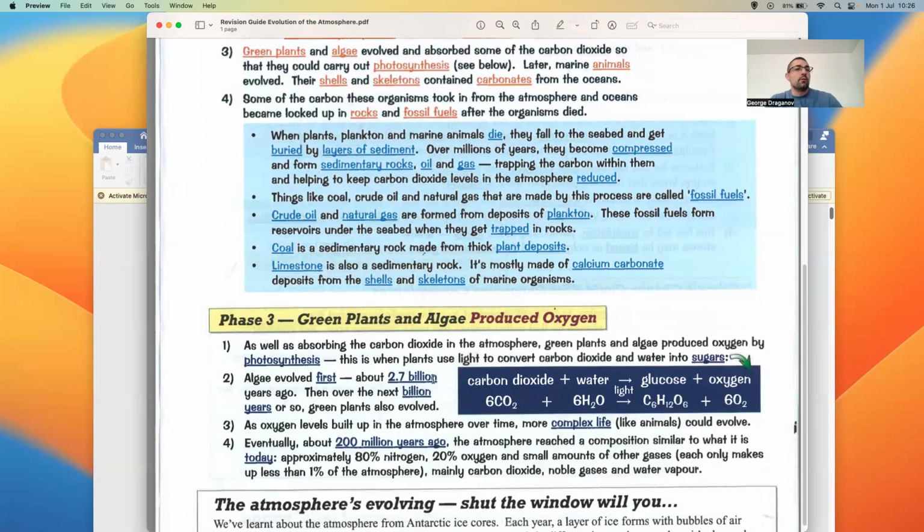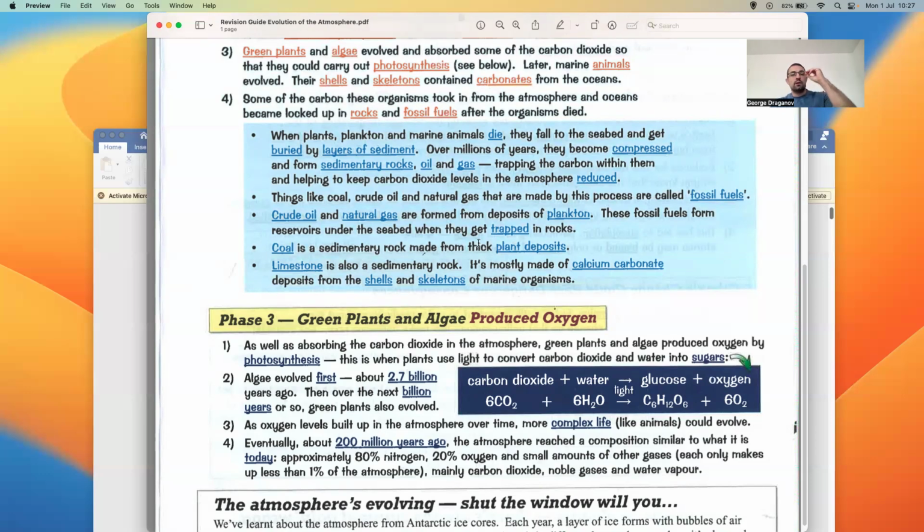It was about 2.7 billion years ago that algae first evolved to make oxygen. Once the oxygen had sufficiently built up, to about 21% on Earth today, more complex life forms were able to form. So that's the main gist of it.